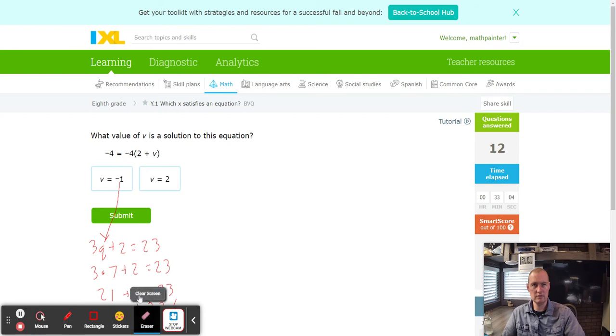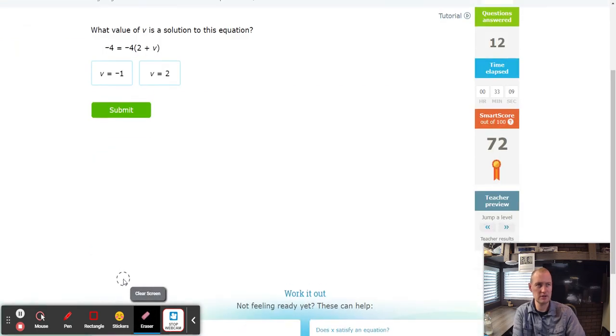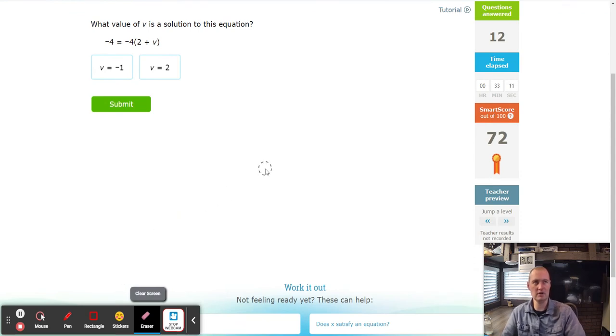All right, next up, we got ourselves another set of parentheses and negatives. These are always the fun ones because they make you think just a little bit more. And we are in the 70s, so it's going to make you work for it a little bit more. All right, let's see. What is the value of v in this or what value of v is a solution to this equation? All right, copy down the equation.